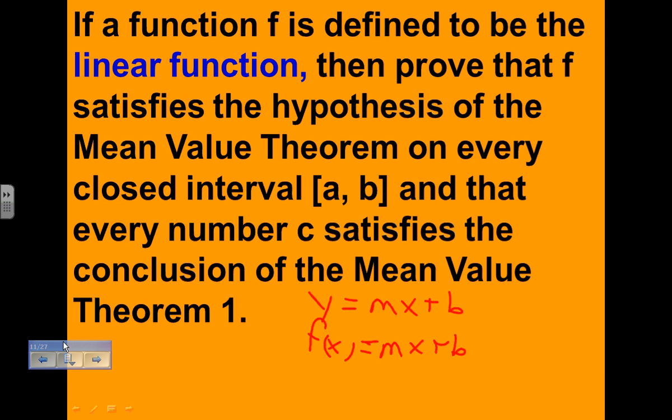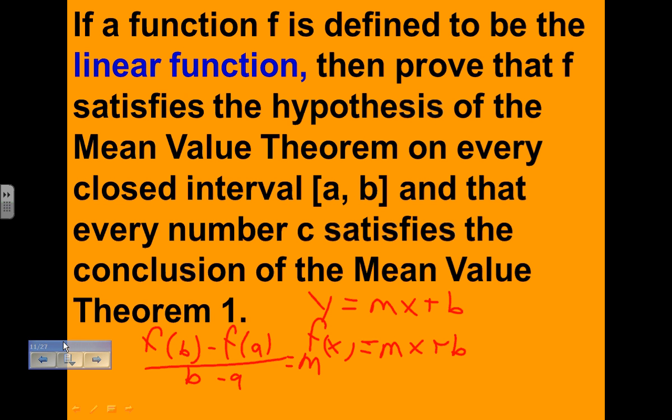Is this a true statement? Does the function value of b minus the function value of a over b minus a equal the derivative? What's the derivative of my linear function? m. Have you ever seen this before? It equals m. That is the definition of slope. It's true for all values of c. That's a true equation. That's a definition.